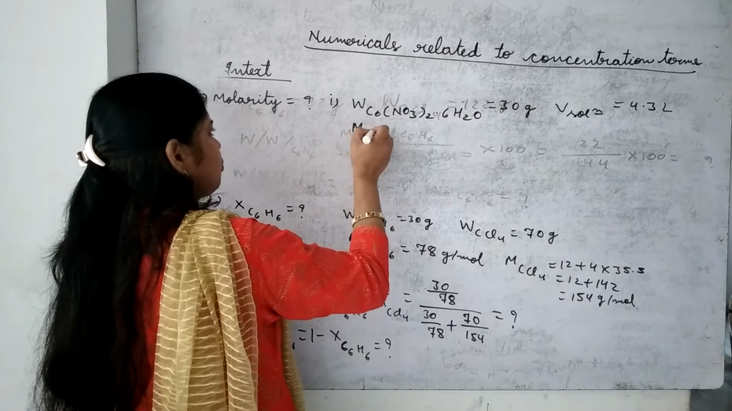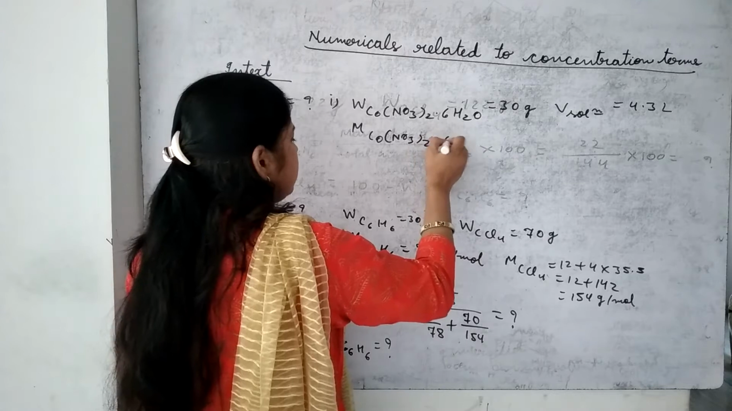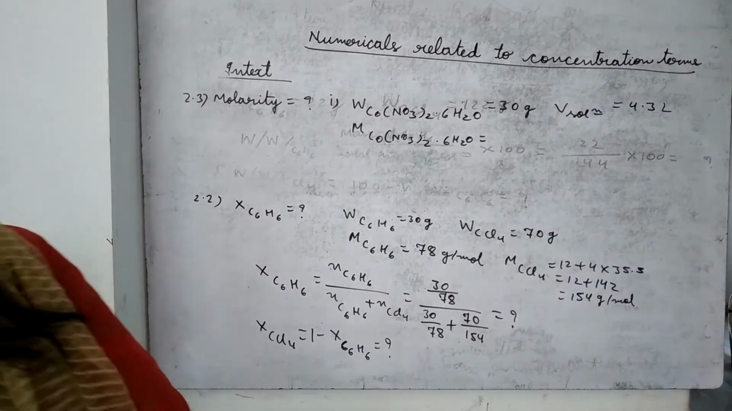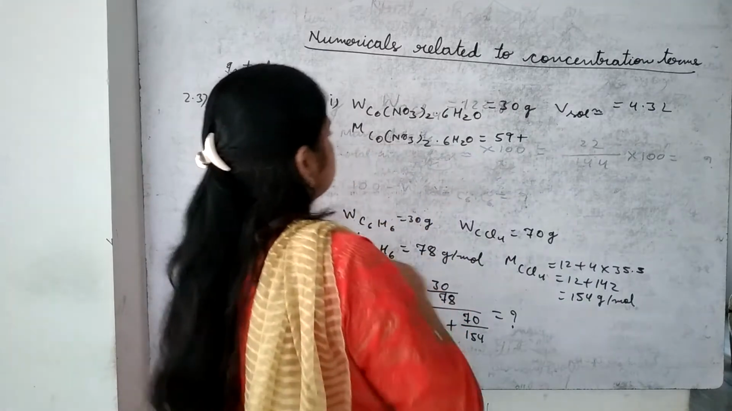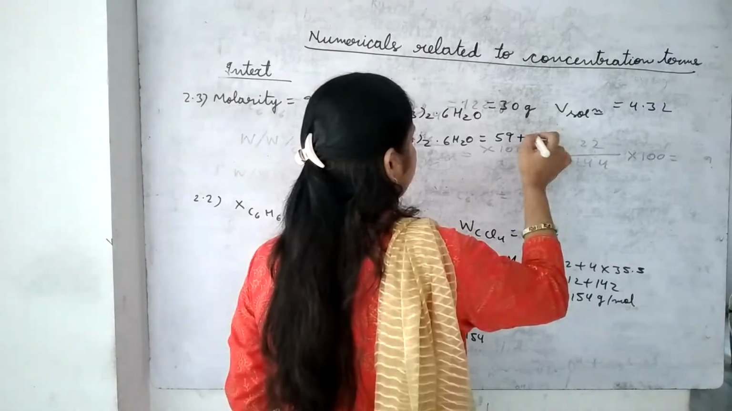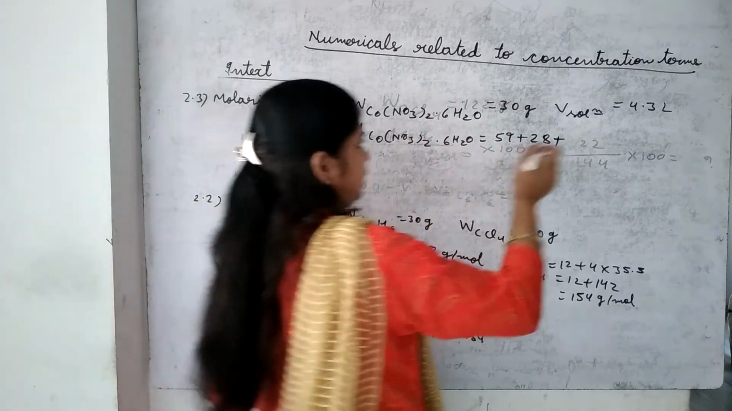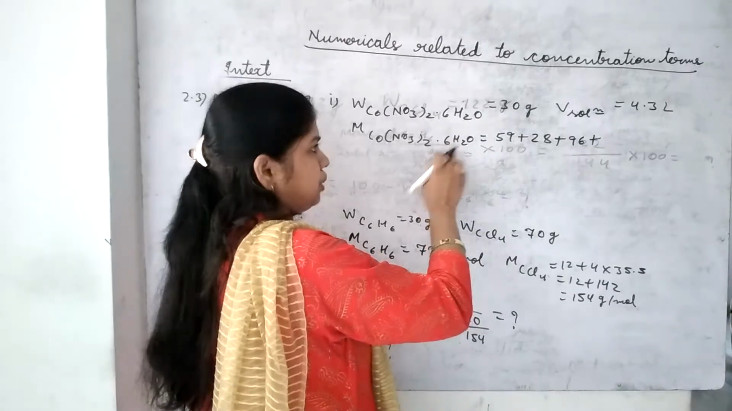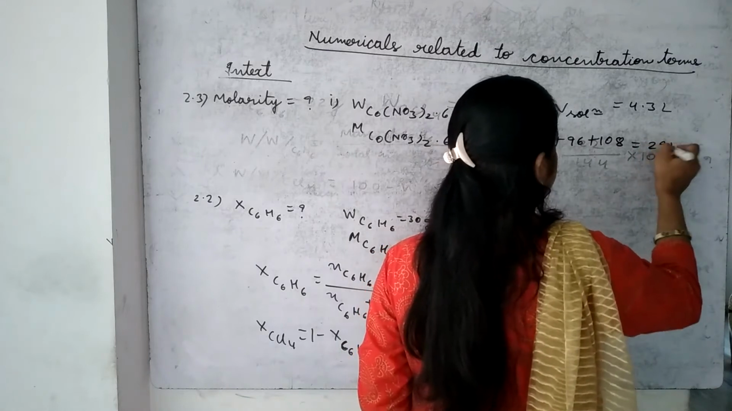Now the molar mass of cobalt nitrate hexahydrate. First of all, the molar mass of cobalt is 59, plus the molar mass of nitrogen. Here there are 2 moles of nitrogen, so 2 into 14, 28. Then oxygen: 3 into 2 is 6, 6 into 16 is 96. And the water molecules, 6 moles, so 6 into 18, 108. The total summation is 291 gram per mole.